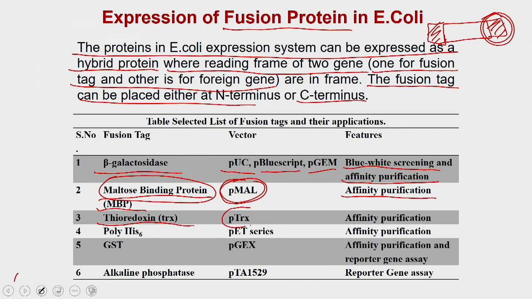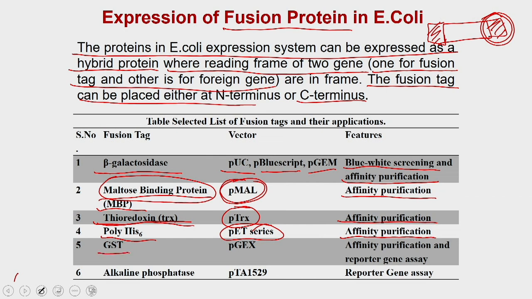The vector you can use is called P-TRIC, and it has the advantage that you can use the thioredoxin tag in affinity chromatography. Similarly, you have the polyhistidine tag, and the PET series vectors can be used for it, and you have the advantage that it can be used in affinity chromatography.